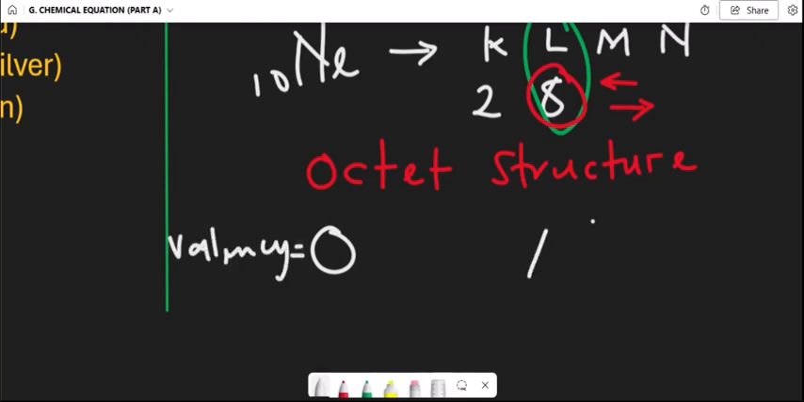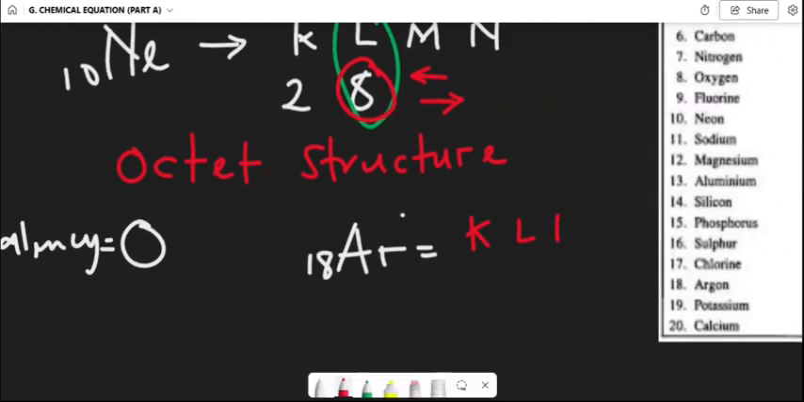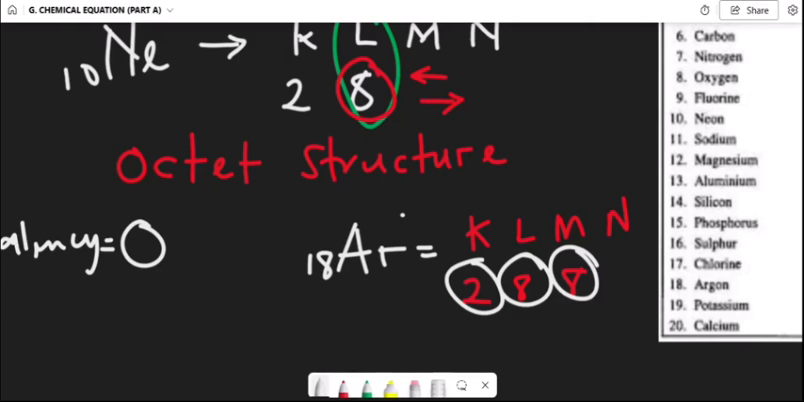Another example again is argon. When you look at argon, argon is number 18 on the periodic table. Writing argon on the K, L, M shells, I'm going to have it as 2, 8, and 8. As you can see, the K shell is 2, the L shell is 8, and the M shell is 8. They are all filled up. No space for them to accommodate more electrons, and no space for them to give out electrons. So in that kind of case, the valency of argon is known to be 0.